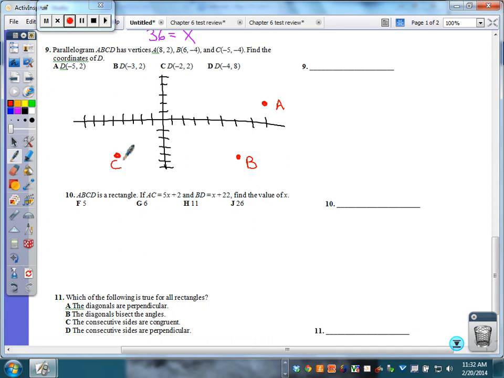All right, so we have these two lines right here. So D has to exist somewhere up here. We don't really know where that is yet. Let's go ahead and start ruling out some answers potentially. Negative 5, 2 is negative 1, 2, 3, 4, 5, and 2. Well, that's not going to give me a parallelogram, so I can go ahead and erase that one. B, negative 3, 2. Okay? Possibly. That might work. C, negative 2, 2. Well, that might work too. All right? And the last one, negative 4, 8. Well, that's somewhere up here, and that's not going to work.